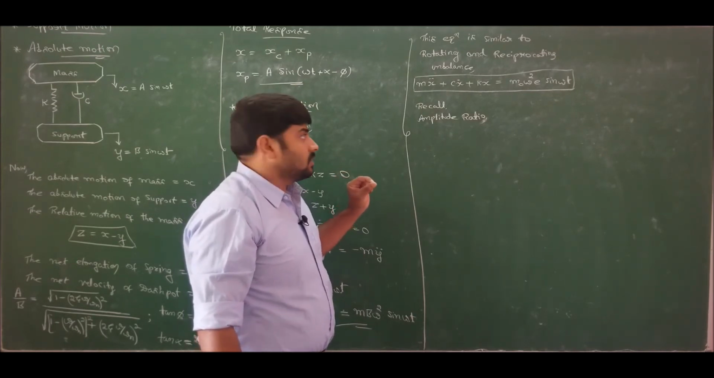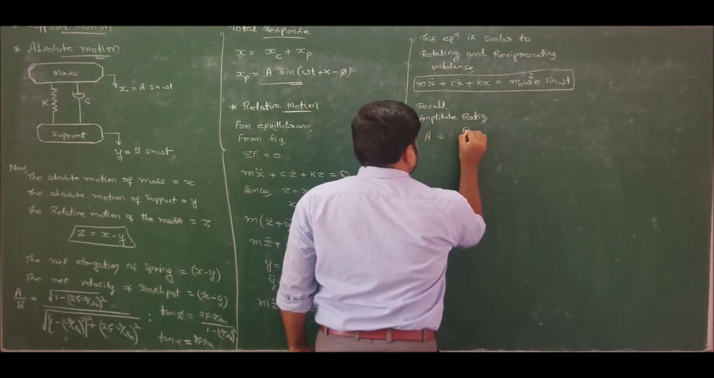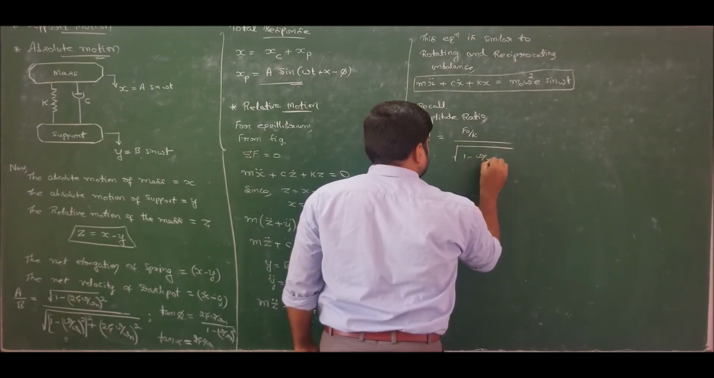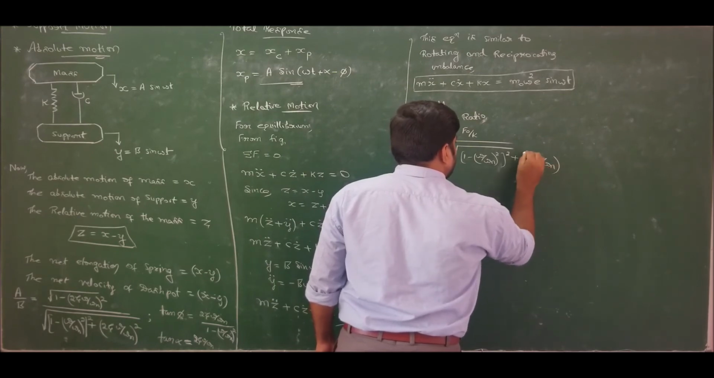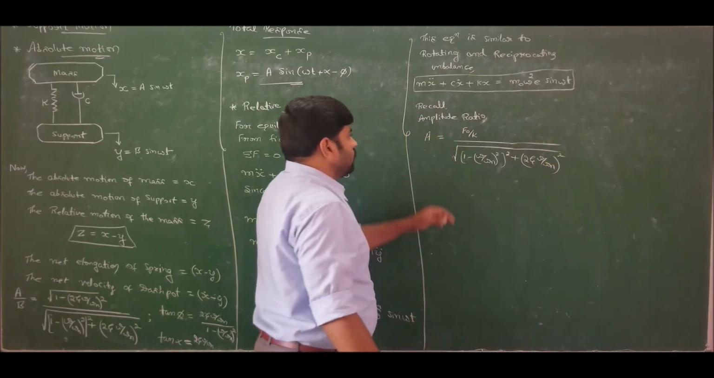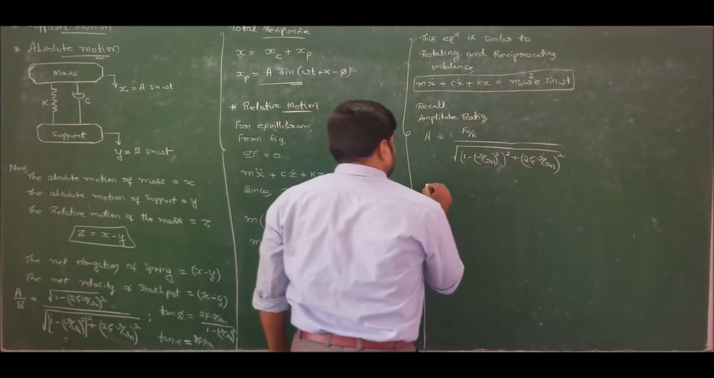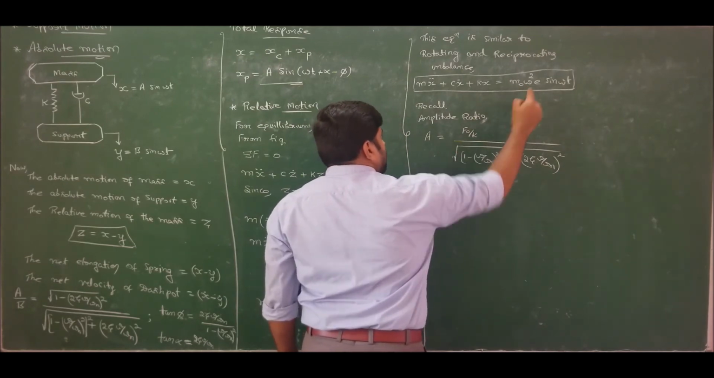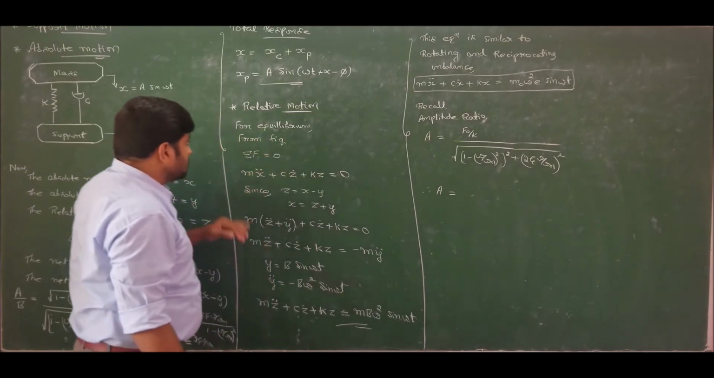due to harmonic excitation, where the amplitude ratio is given by A is equal to F naught by K divided by square root of (1 minus (omega by omega n) whole square) whole square plus (2 zeta omega by omega n) whole square. Now, the value of amplitude of force F naught is m naught omega square e. So make substitution. Sorry, that is for rotating and reciprocating unbalance. But we are discussing relative motion.